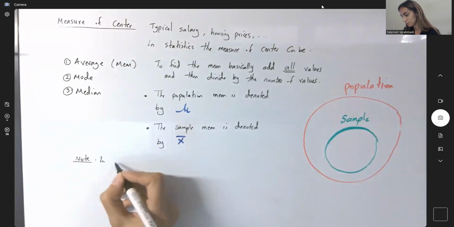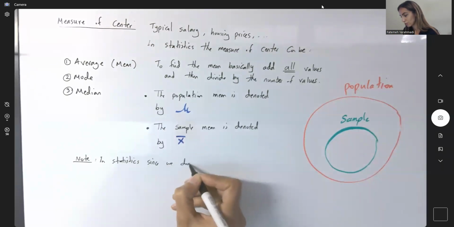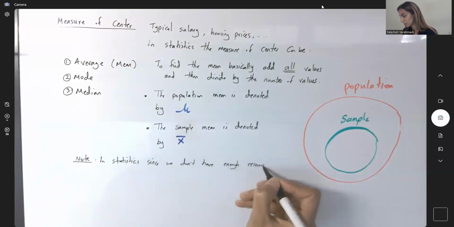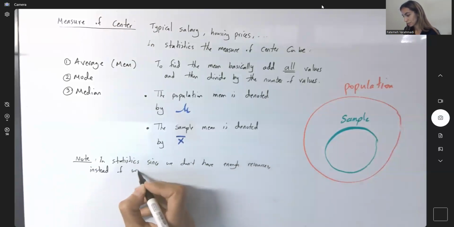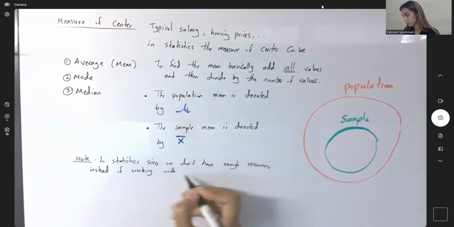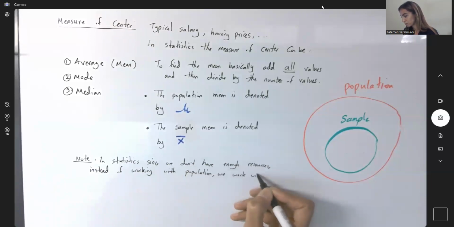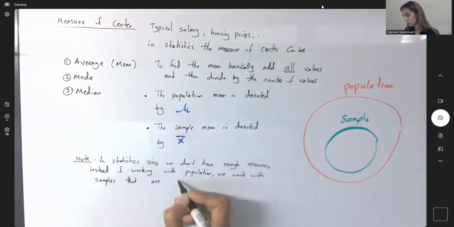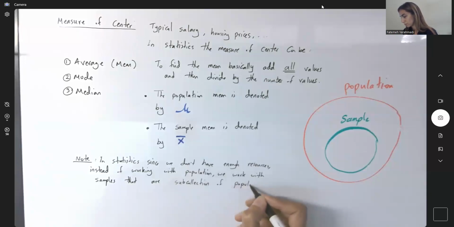In statistics, since we don't have enough resources, instead of working with population, we work with samples that are a sub-collection of population.